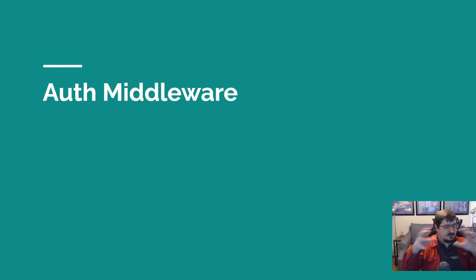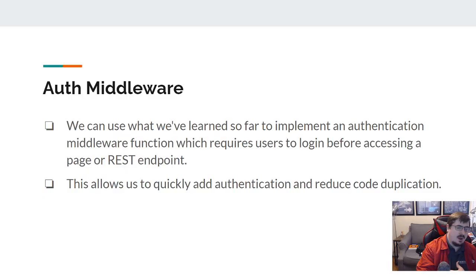So given all those pieces, we've talked about cookies, we've talked about using middleware, we've talked about JSON Web Tokens. What I'd like to do is take some of those pieces together and show you how you can now write a middleware function that will validate or authenticate the user using that token.